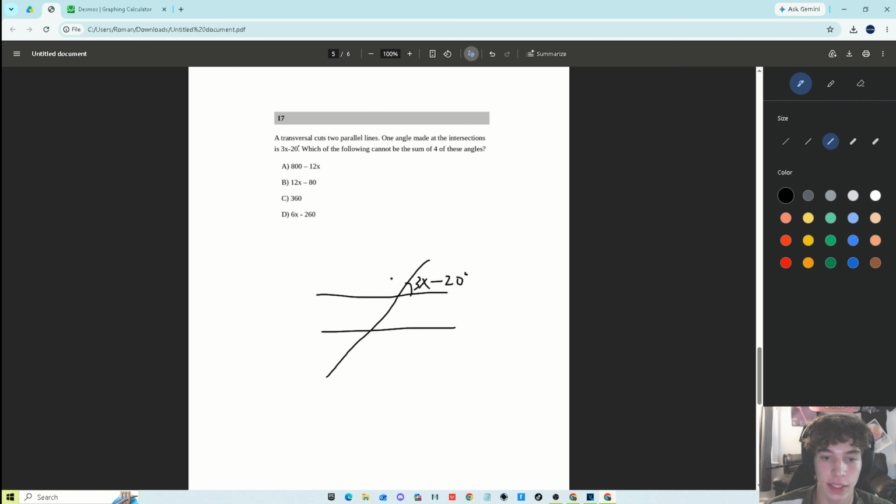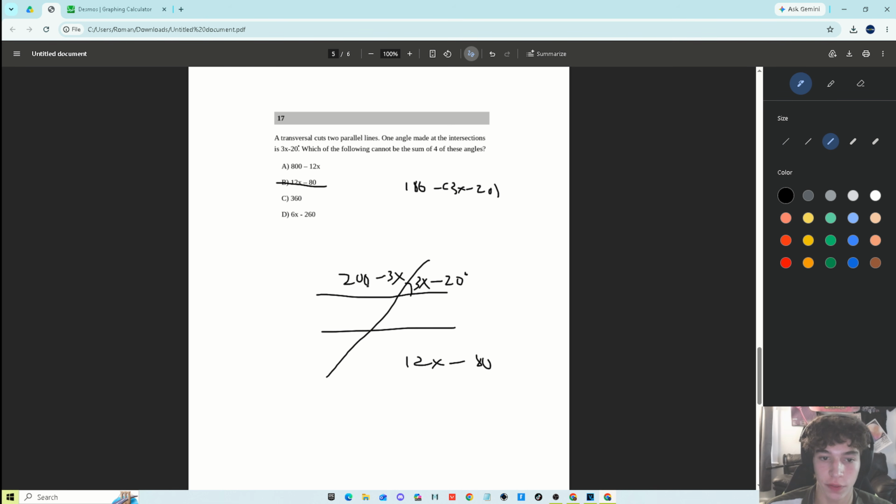But what this means is the obtuse would be 180 minus the acute. So 180 minus (3x minus 20). In other words, the obtuse is 200 minus 3x. Okay, so now let's see which of the following cannot be the sum. So let's see what can be the sum, and then we can rule out those answers. So the sum can be four acute angles, which should be 12x minus 80. See if that's an answer. Yep, that's B. Okay, so we know it can't be B.